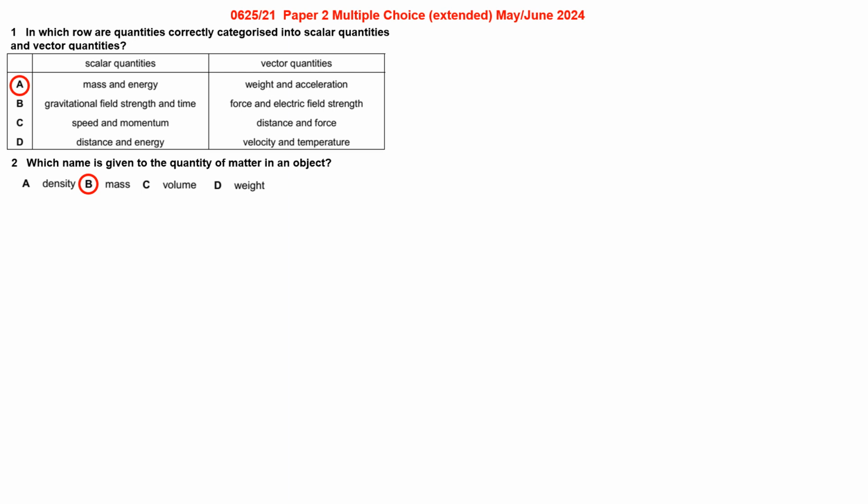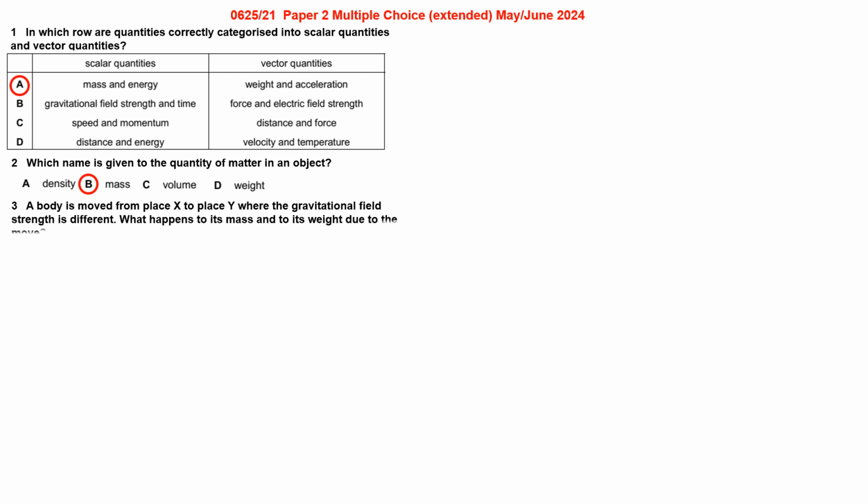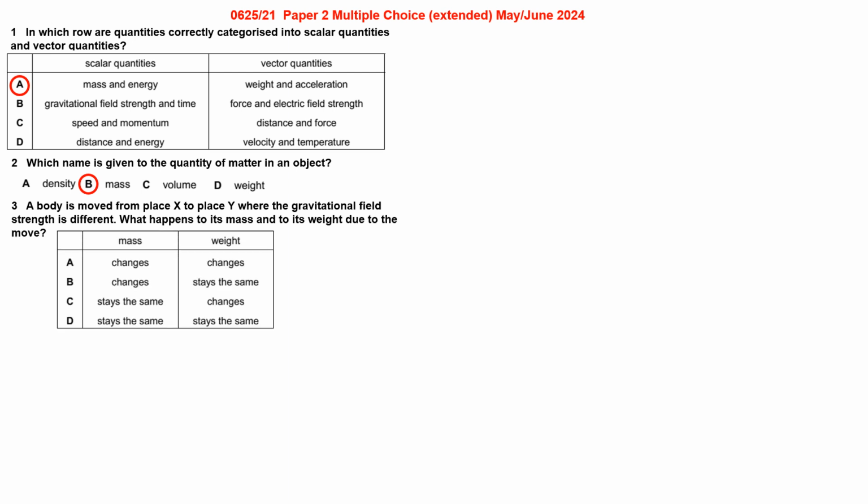Question 3. A body is moved from place X to place Y where the gravitational field strength is different. What happens to its mass and to its weight due to the move? When the gravitational field strength varies, the gravitational acceleration also varies. So the body's weight will vary, not its mass.